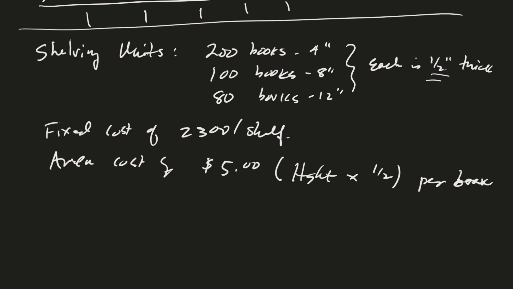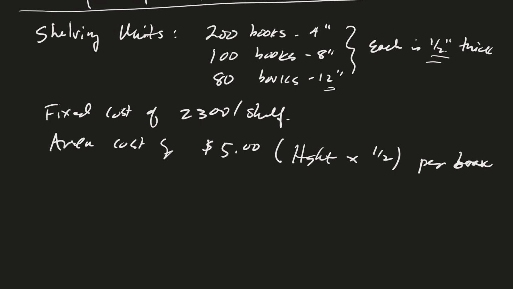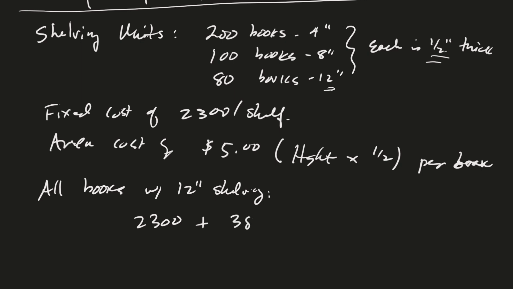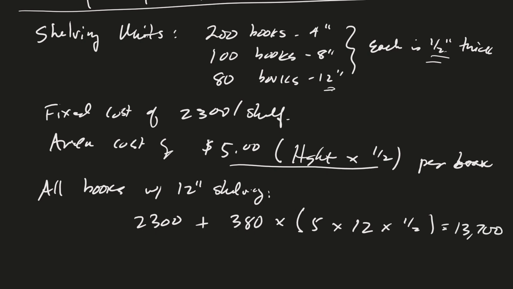Yeah. So let's do an example maybe. How much would it cost to store all books using 12-inch shelving? All books with 12-inch shelving. Well, that would be our 2,300 plus, how many books do we have? 380 times, right, that's the number of books, and then our area here is going to be 5 times, the height is 12, and our thickness is 1/2. Good. If you compute that, that becomes 13,700. So that'll be a number we want to try to remember.